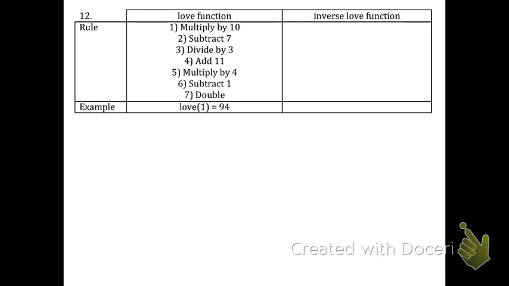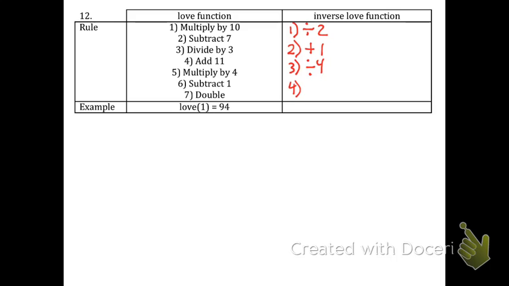Alright, last one is the love function. We're trying to find the inverse love function. So it's going to have 7 steps. So to start out with, first step, to undo doubling, you divide by 2. To undo subtract by 1, you add 1. To undo multiply by 4, you divide by 4.